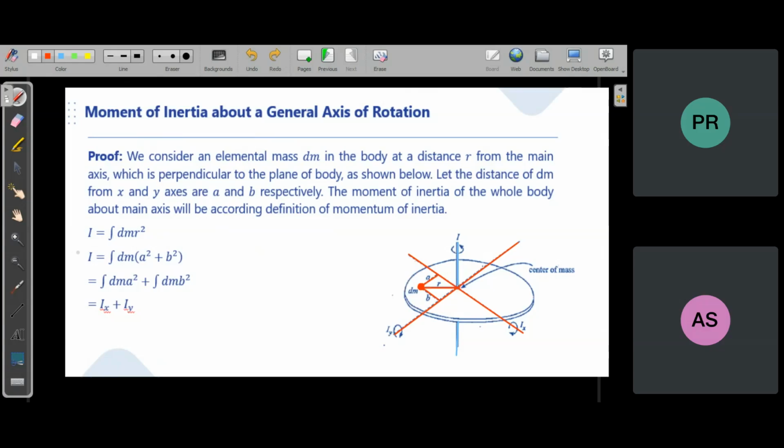So if we find moment of inertia about the third axis, which is perpendicular to the plane, it will be dm into r square. And from Pythagoras theorem, r square is a square plus b square. Now it becomes this. Then it separately becomes the integral of dm a square plus dm b square, which is Ix plus Iy.